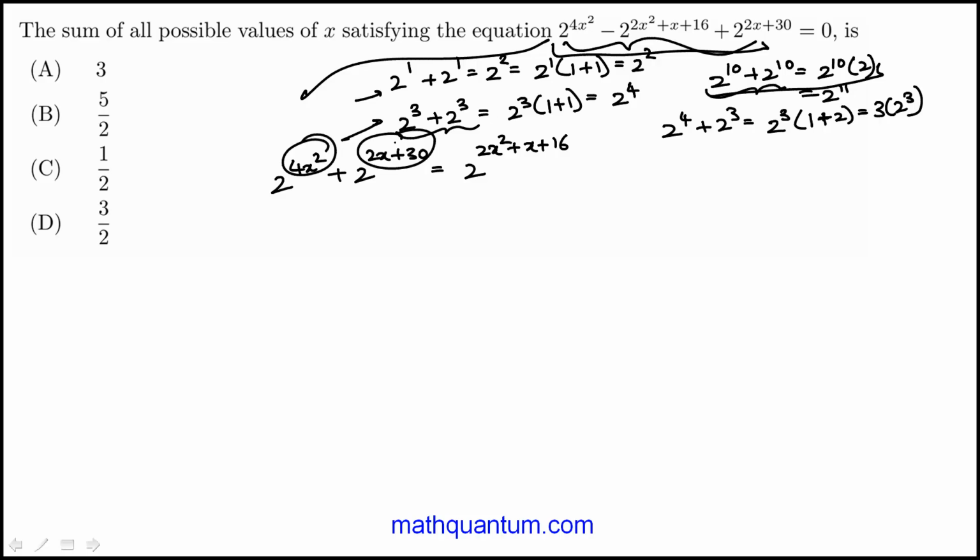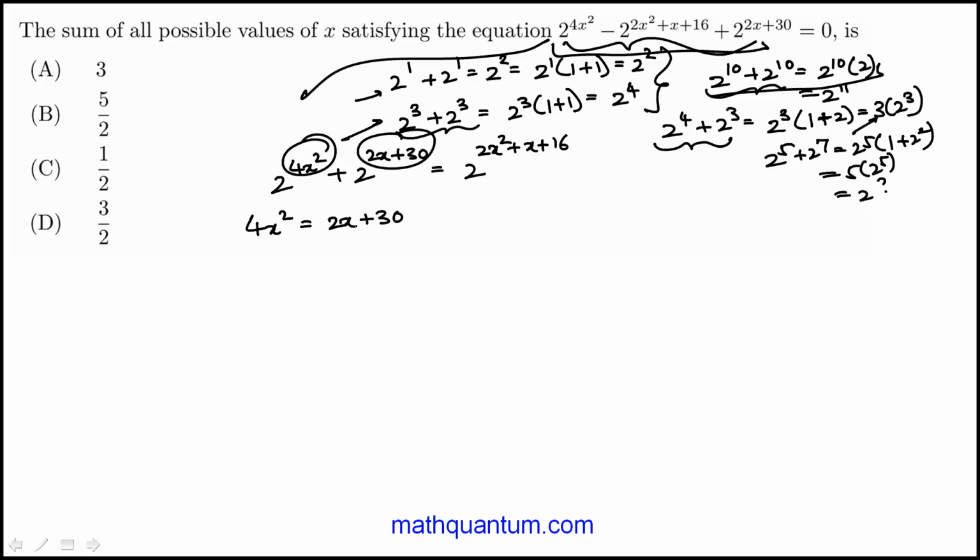So that was kind of the insight, but I knew these additions already. I also knew that if they were different powers, you will always get some other number, meaning if it was 2 to the 5 plus 2 to the 7, it would be 5 times 2 to the 5. It won't collapse to 2 to the power. So that meant that the condition is 4x squared is equal to 2x plus 30. And you will note that this is the same as the quadratic earlier.